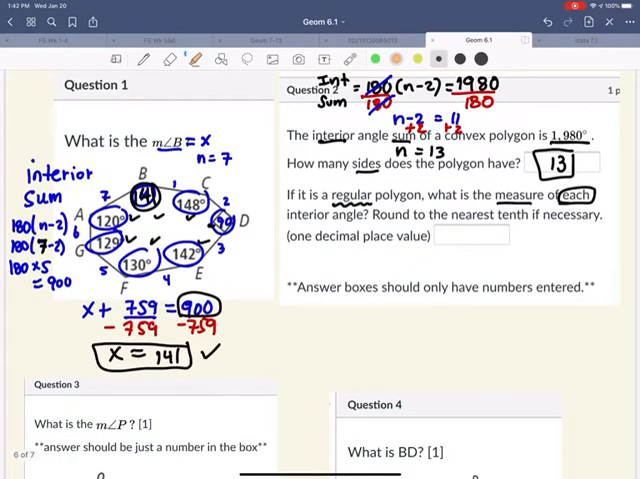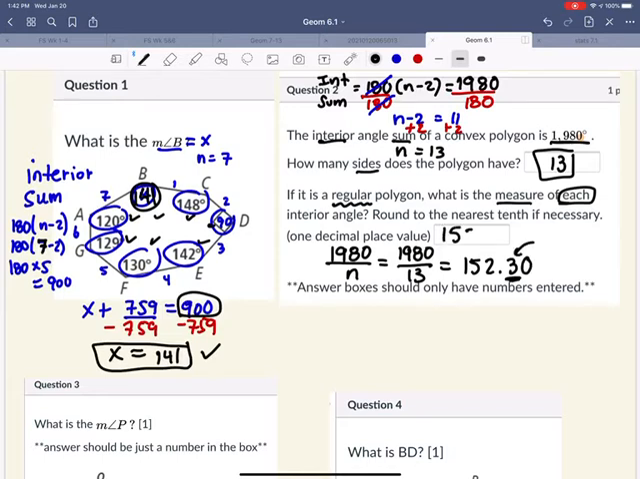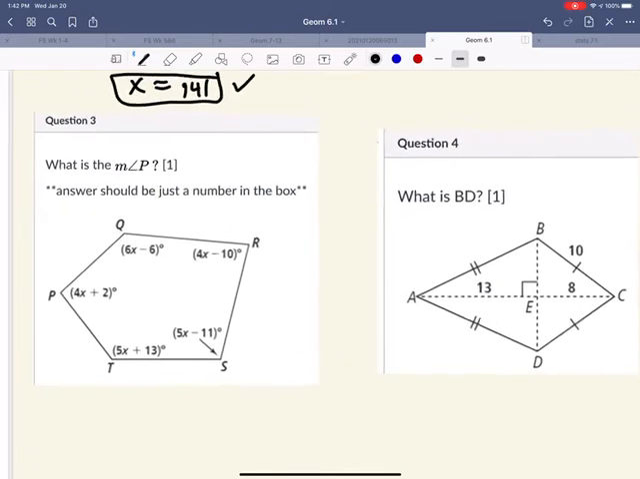What is the measure of each one? That would be the same sum, 1980, divided by n. And we have 13 of each of them. And I get a decimal, 152.3. It says 1 decimal place, so I'm going to round that number. This was a 0, so I'll keep the 3 a 3. 152.3, round to the nearest tenth. Nice.